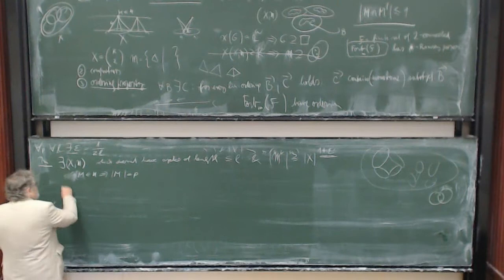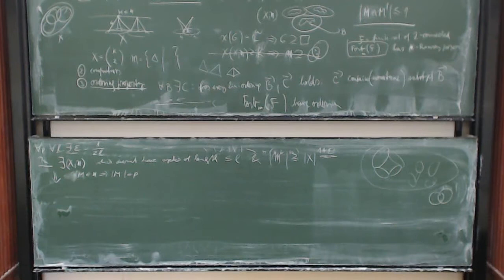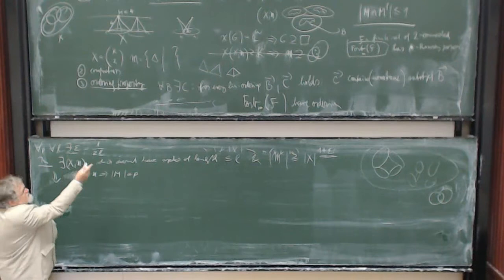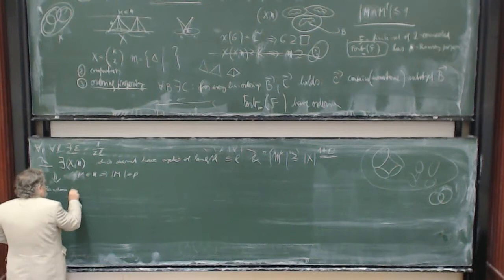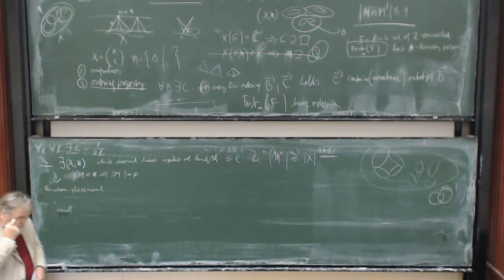And this has a corollary. From this you get this result, and this result you can get by the same trick, by what we call the random placement construction.